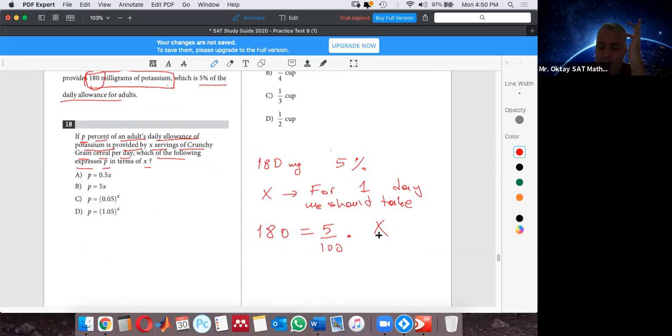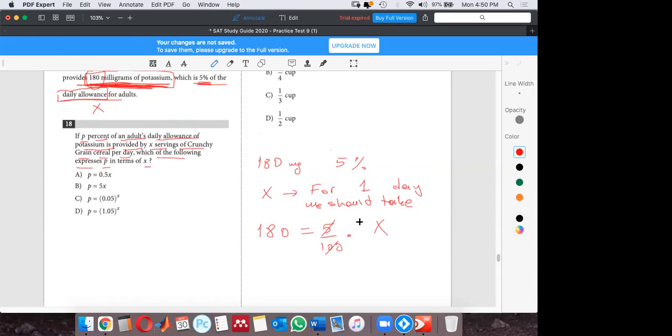One more time. 180 milligrams of potassium, which is given, is 5% of the daily allowance. Do you know the daily allowance? We don't know. Let's call the daily allowance X. Okay, so after that, how can we continue? 5 and 120, or we can't say this. What do you think? Can we say this one?